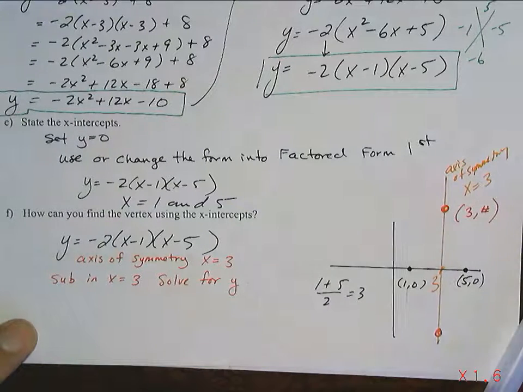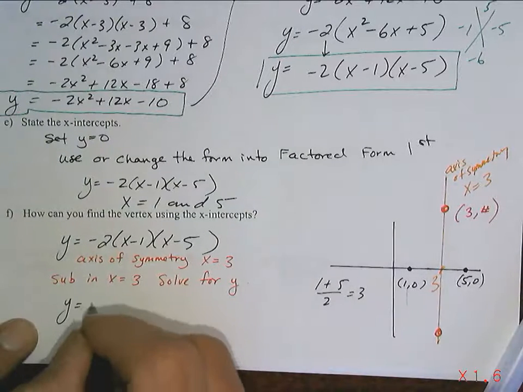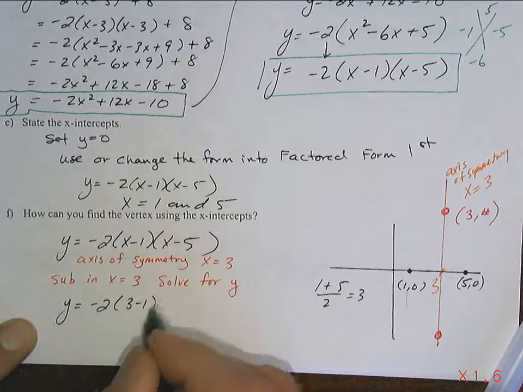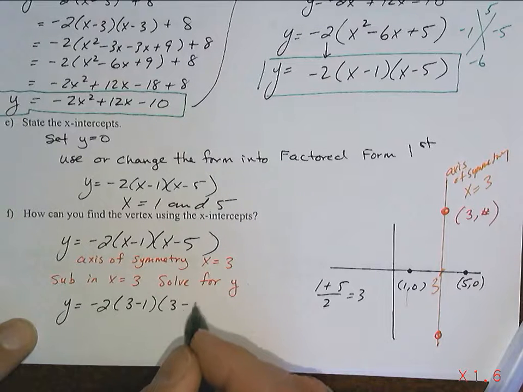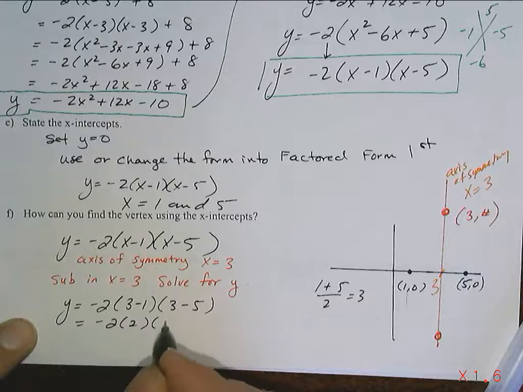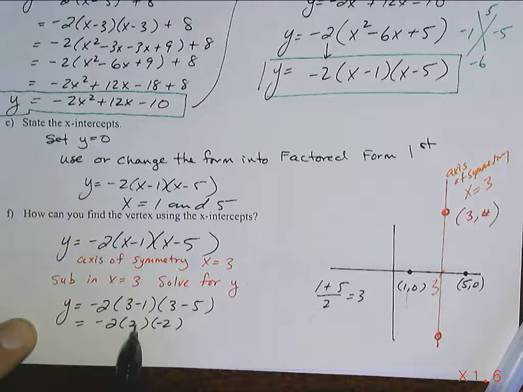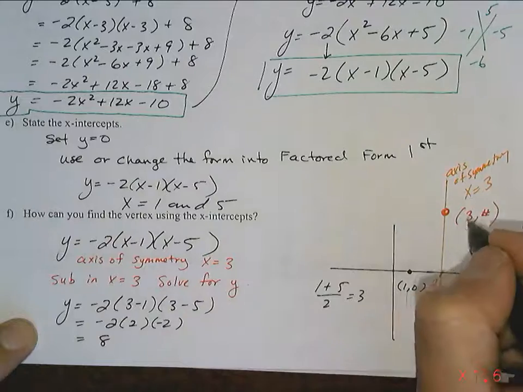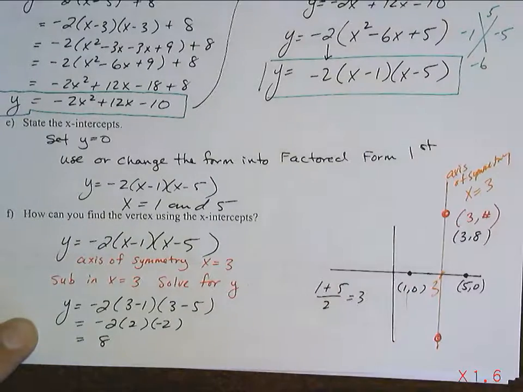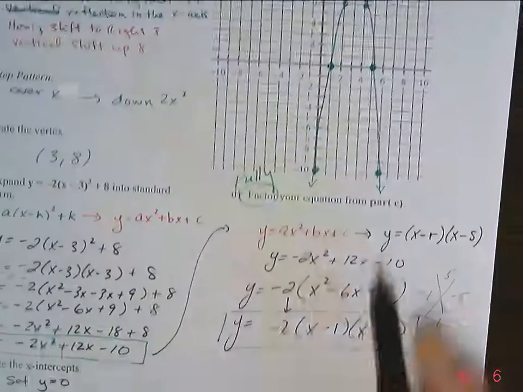So what that means is y equals -2, put in 3 for x, put in 3 for x, -2 times 2 times 2, that's a -2. -2 times 2 is 4, times -2 is 8. That means that the vertex for this equation is (3, 8). And is that right for our equation?